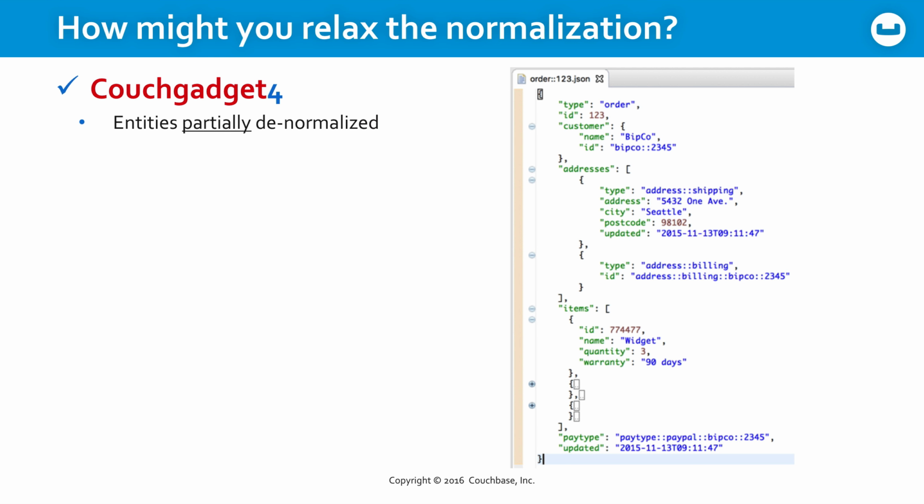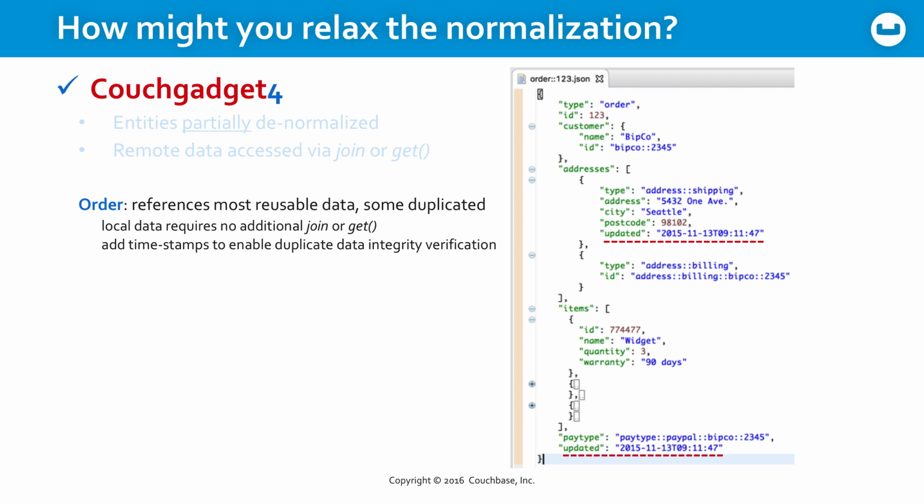Now we'll move on to Couch Gadget 4, because what if you need to relax things a bit? So here our entities are partially denormalized, or to put that in simpler terms, there's some duplicate data, because sometimes that speeds things up and provides other benefits. So again, remote data access would come via SQL join operations or SDK gets. But here, our order mostly references reusable data, but there is some duplicated. Why? Because local data requires no additional join or get. That may be important if, for example, you're loading documents into mobile devices.